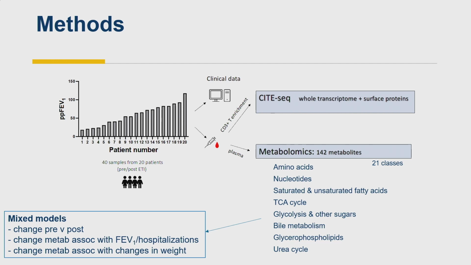It was a global panel of 142 metabolites, and it covered 21 classes, and key classes were included: amino acids, nucleotides, multiple types of fatty acids, including the fatty acids that are found in the plasma membrane. And then based on that, we analyzed it multiple different ways. Initially, most basically, we looked at changes in the metabolome before and after treatment with ETI. But we also wanted to see, how do metabolites change in association with FEV1 and hospitalizations? And how do metabolites change in association with weight?